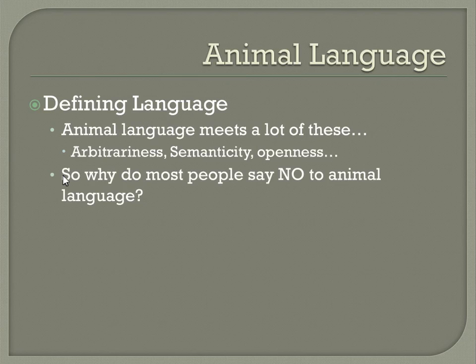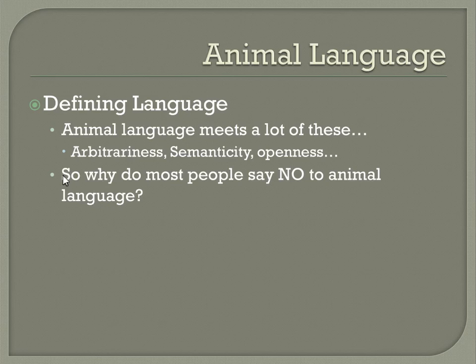Okay. And animal language tends to meet a lot of those. And so the biggest ones is that language is arbitrary. So there is no relationship between the sound and the symbol. And there's no relationship between symbol and meaning. And so it's an arbitrary symbol system. Semanticity is that things have meaning, but it's unrelated to their symbols. Openness means that we're expecting this sort of like back and forth system.